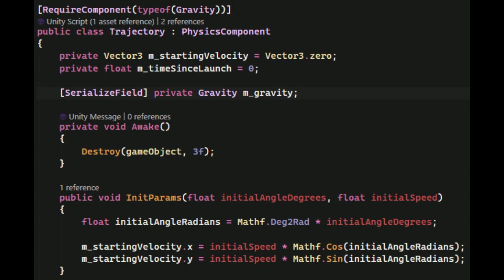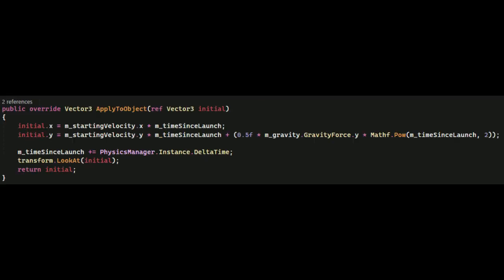For the trajectory itself, I have an initialize method, which takes the angle in degrees and the initial speed, and calculates a starting velocity based on those parameters, using the cosine and sine functions to model a curve. Every frame, the object's x velocity increases linearly because we're not modeling drag in this lab, but the y velocity is exponentially decreased by half the gravity force over time.